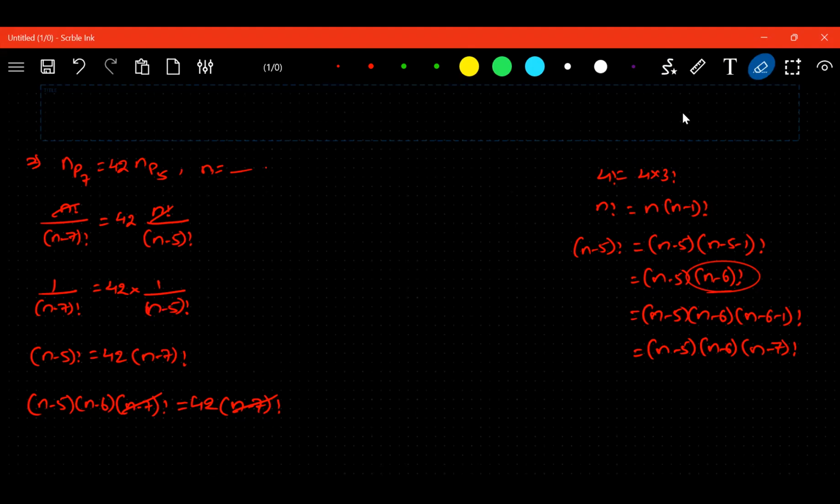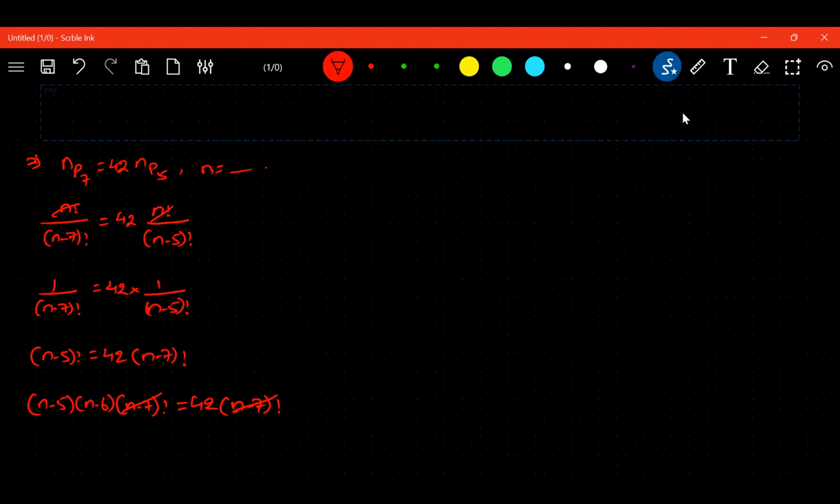So now if you see the next part, students, how we will solve here is n minus 5 into n minus 6 is equal to what? 42. See, think once. 42 can be written as what? 42 can be written as 7 into 6. Can you express the product of these two?